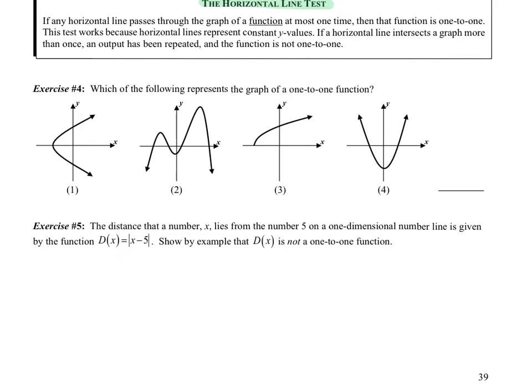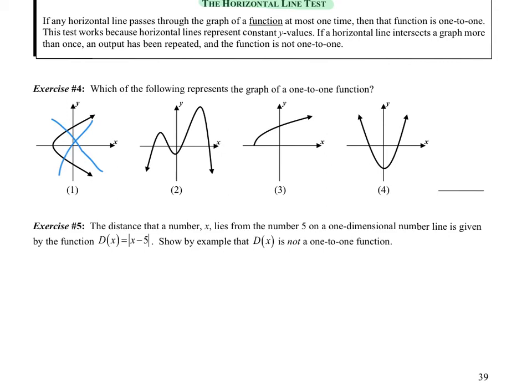Exercise 4. Which of the following represents the graph of a one-to-one function? So the very first thing I'm going to do is the vertical line test, the one that I'm familiar with. So number 1 is out. It does not pass the vertical line test. 2 passes the vertical line test. 3 passes the vertical line test, and so does 4. Okay. So the 2, 3, and 4 are all functions.